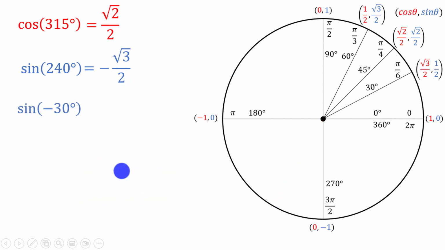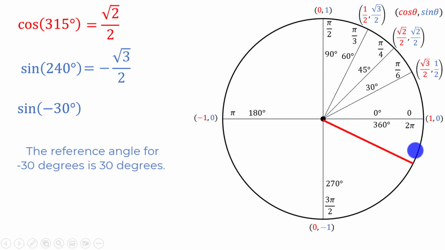All right, how about sine of negative 30 degrees? This is something we haven't quite talked about yet, and that is a negative angle. When you have a negative angle, we are not measuring counterclockwise, we're measuring clockwise. So this is going 30 degrees down the circle. Our reference angle is still going to be 30 degrees. This would be coterminal with 330 degrees. If you just add 360 degrees to negative 30 degrees, you would get 330 degrees.